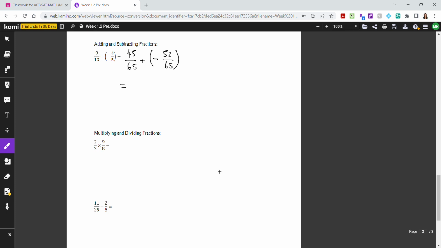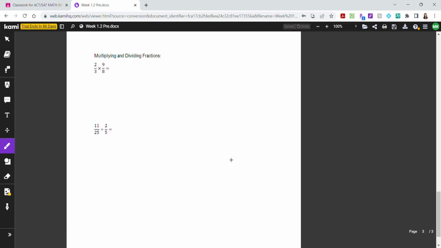And now, again, with PEMDAS, right? After that, we're going to add, but we're adding a negative number. And we know that 52 over 65 is going to be a bigger number. So that means 45 over 65 plus negative 52 over 65 is going to give us negative 7 over 65. And we know that this is the final answer because we cannot simplify it. All right.